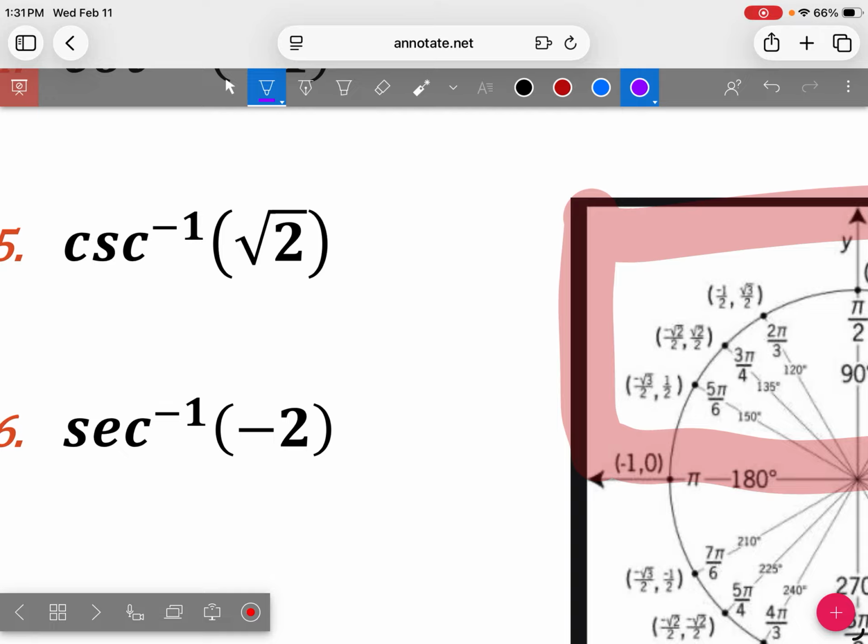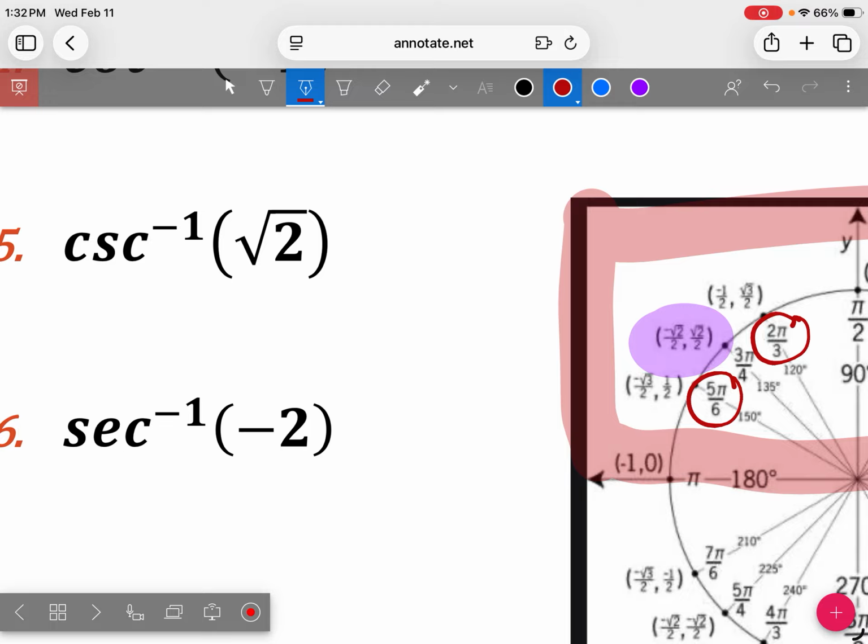We should know what this is equal to. What is the cotangent of this angle? -1. So we don't need to waste our time testing that. We only have 2 options that it could be. Either our answer will be 2 pi over 3 or 5 pi over 6.